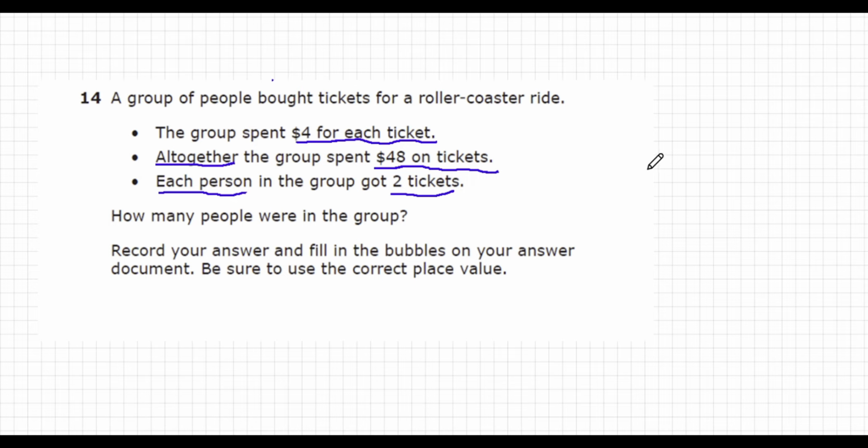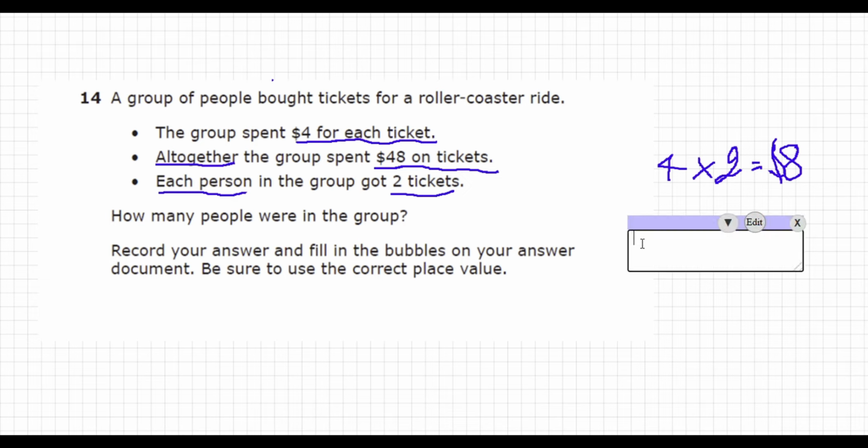Each person got 2 tickets at $4 for each ticket, so each person spent $8 on tickets. Altogether, the group spent $48 on tickets. Each person spent $8. To find out how many people were in the group, we divide the total amount of money, which is $48, by $8, which equals 6 people.